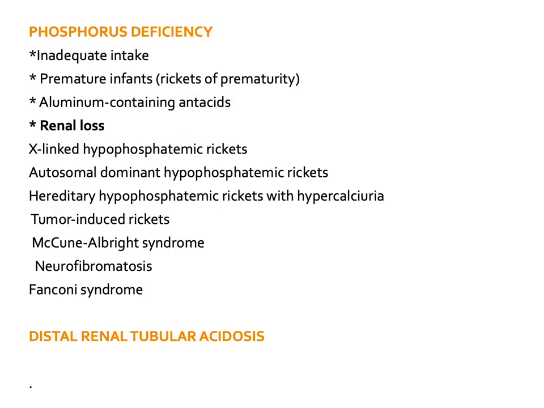There is what is called phosphorus deficiency, in which either there is inadequate intake, also in a premature infant, or aluminium-containing antacids. Sometimes we use antacids for gastric disease which contain aluminium, which binds phosphorus and causes phosphorus deficiency. Another cause of phosphorus deficiency is renal loss, in which there is X-linked hypophosphatemic rickets, autosomal dominant hypophosphatemic rickets, hereditary hypophosphatemic rickets with hypercalciuria, tumor-induced rickets, McCune-Albright syndrome, neurofibromatosis, and Fanconi syndrome. All these involve phosphorus deficiency by renal loss.